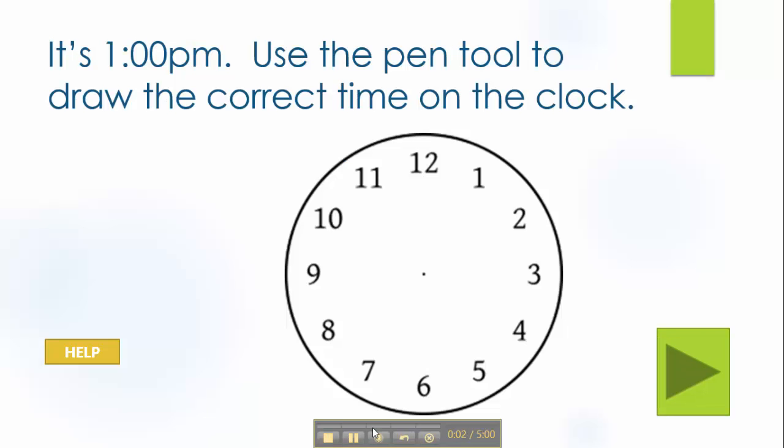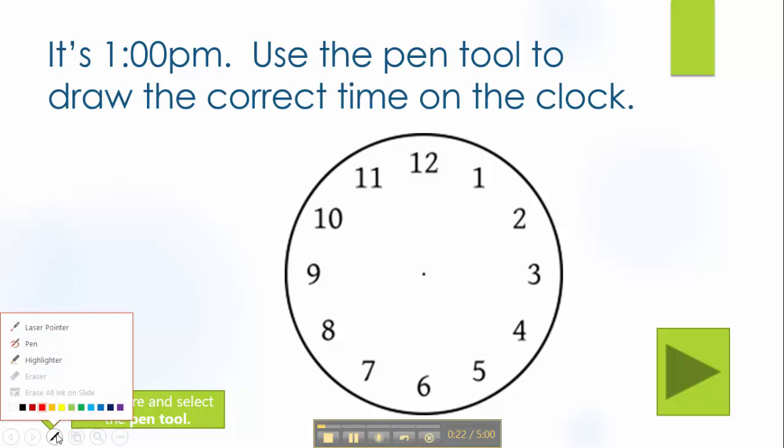In this activity, you will also use the pen tool for the time measurement activities. In this example, it says it's 1 p.m. Use the pen tool to draw the correct time on the clock. If we forget where that pen tool is, click on Help. Click here to select the pen tool.